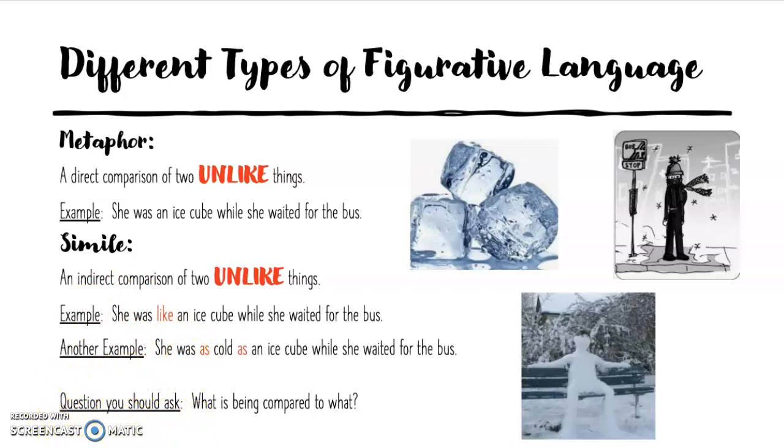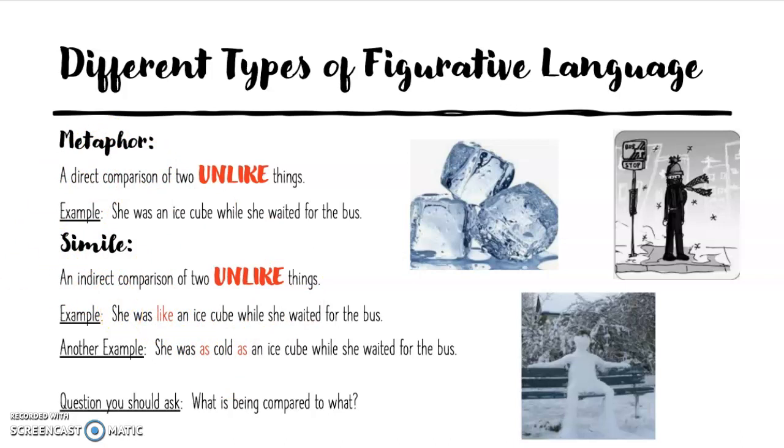The question you should ask, if you think it's a metaphor or a simile, is: what two things are being compared? You know, what's being compared to what? Are those two things alike, or are they very different? And then to decipher if it's a metaphor or a simile, you should look for the word like or the word as. And if there's no like or as, it's a metaphor. And if there is the word like or as, it's a simile.